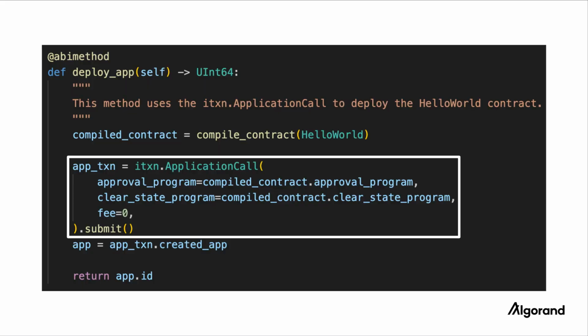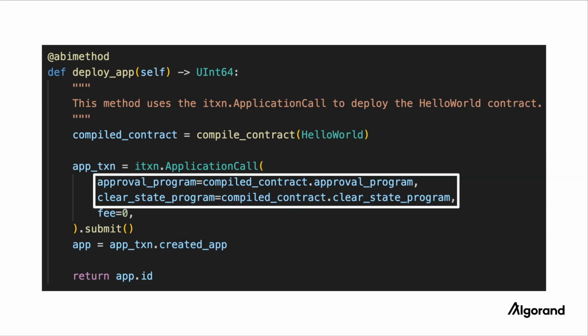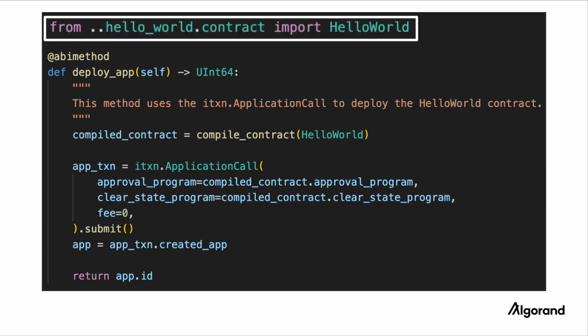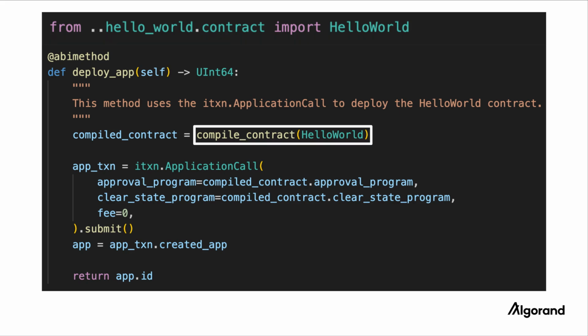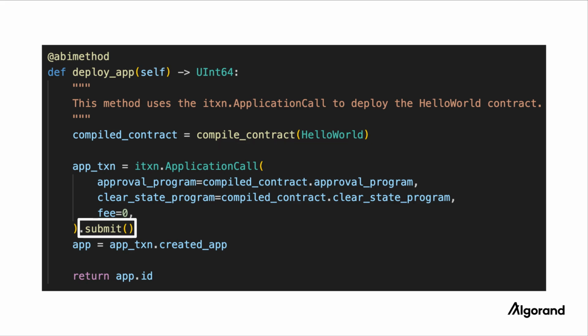To deploy a smart contract with the itxn.ApplicationCall class, you need to set two fields, approval program and the clear state program. Then, Algorand Python is smart enough to understand that this is an application call that is deploying this smart contract. In this example, we are getting the two programs by importing in the Hello World class from a different directory and passing in the class as an argument to the compile_contract method. After creating the application call object, you send it using the submit method.